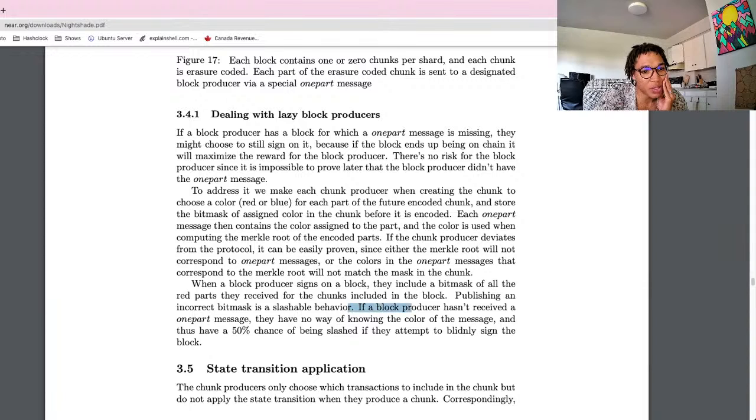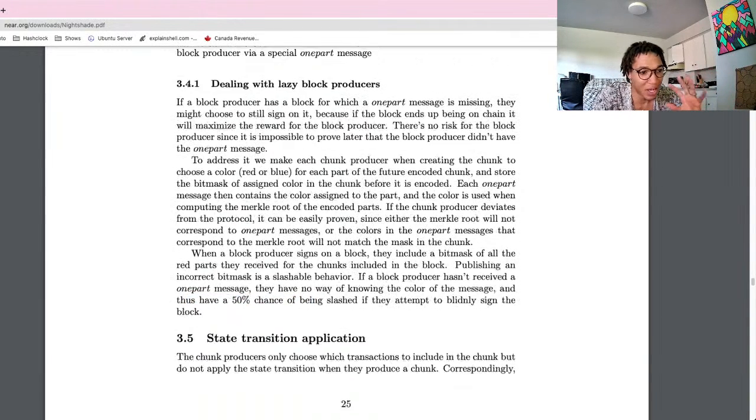If a block producer hasn't received a one part message, they have no way of knowing the color of the message, and thus have a 50% chance of being slashed if they attempt to blindly sign the block. And that's what I'm saying. It's just about creating a little bit of extra probability of getting slashed until they're not worth it. A 50-50 shot, taking a little bit of profit and losing a lot of money isn't worth it. So all you really need to do is add a 0 or a 1.